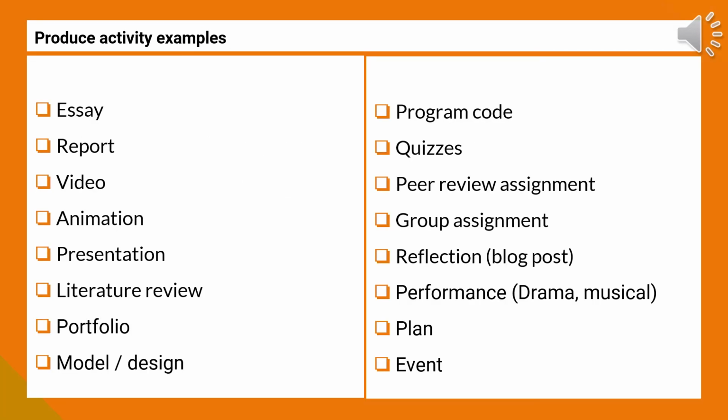The produce learning type consolidates what students have learned by producing an artifact. The activities in this learning type lend themselves to assessment. However, activities in the other learning types can also be assessed. It all depends on what is decided to include as part of the assessment mark. Examples include essays, portfolios, presentations, or design models.